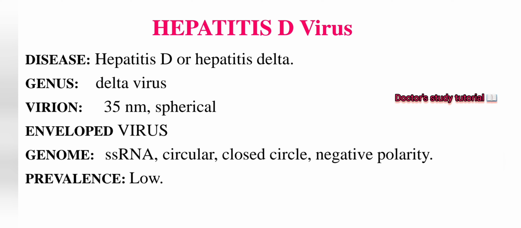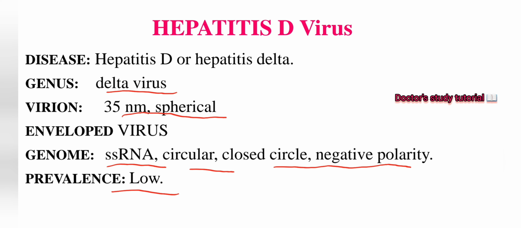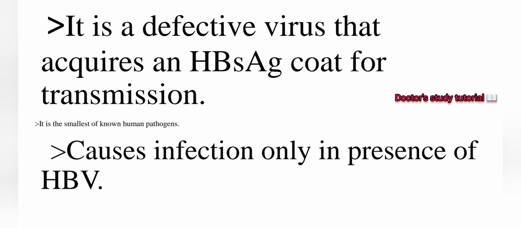Hepatitis D virus disease. Hepatitis D, or hepatitis delta, genus is Deltavirus. The virion is 35 nanometers, spherical in shape, an enveloped virus. The genome is single-stranded RNA, circular, closed circle, negative polarity. Prevalence is low. It is a defective virus that acquires the hepatitis B surface antigen as its coat for transmission. It is the smallest known human pathogen.